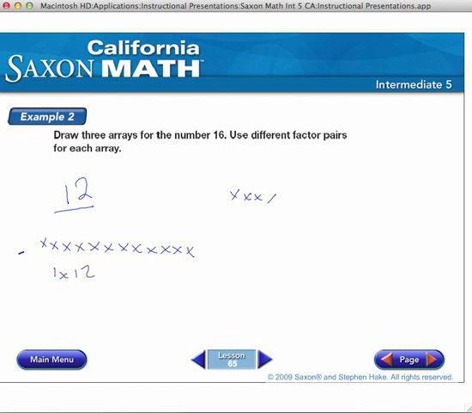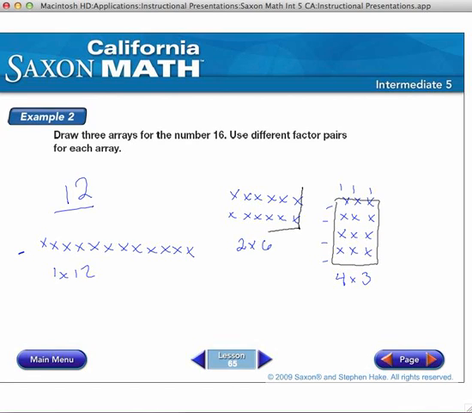I could also make an array for 12 with 2 rows, which would show 2 rows times 6 columns. Another example would be 4 rows times 3 columns. So notice if I outline these, they're all making a rectangle. They're very even. Even though my drawings aren't quite even, if I was to line these X's up perfectly, they would make a nice, pretty rectangle of various shapes. However, inside those shapes are always 12 items in even rows and even columns.